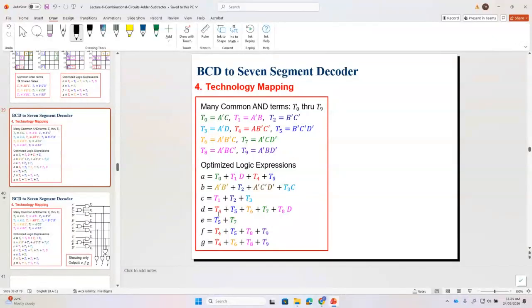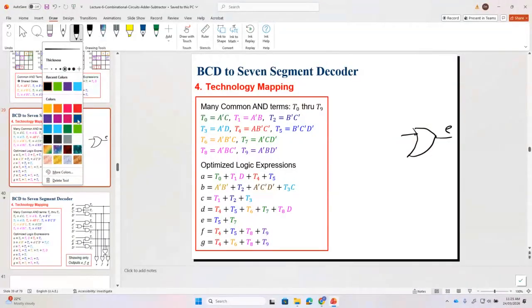Okay, now what is my E now? Now I'm just solving for segment E. What is E now? Can you tell me? T5 plus T7. My E is actually T5, which is the blue color. So now I'm going to use the blue color. This is my blue color.